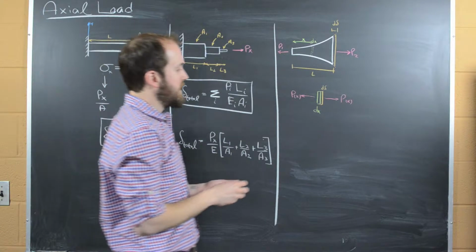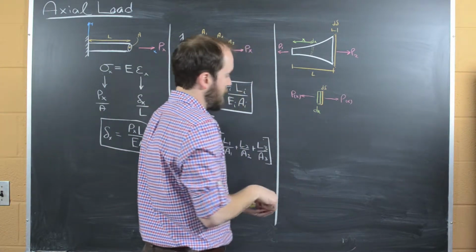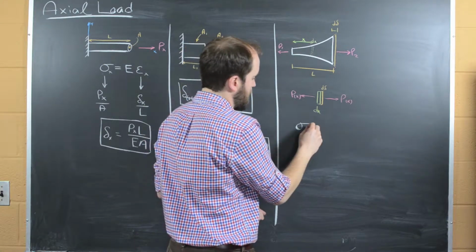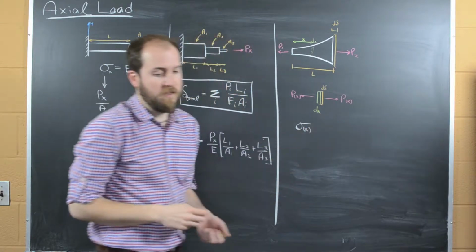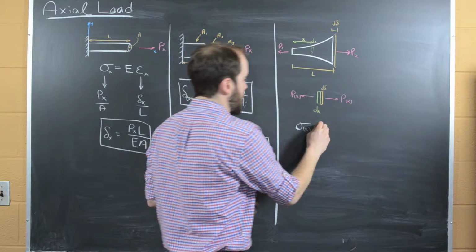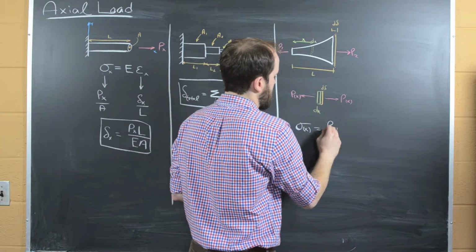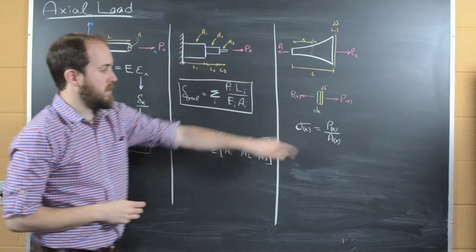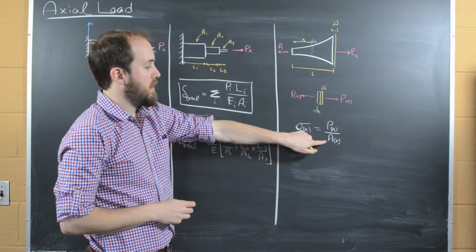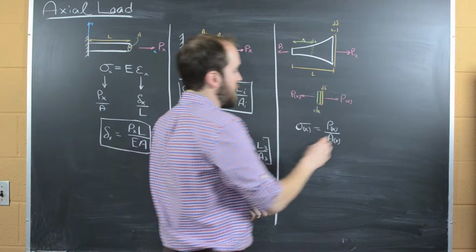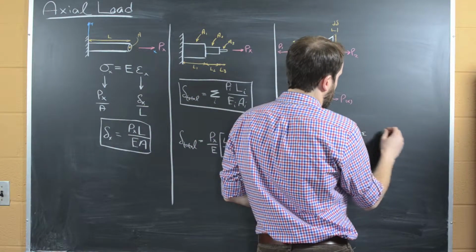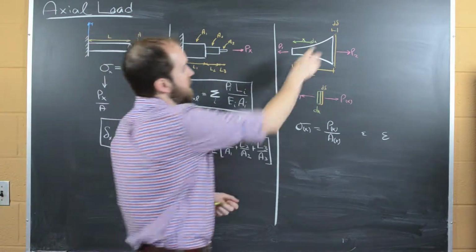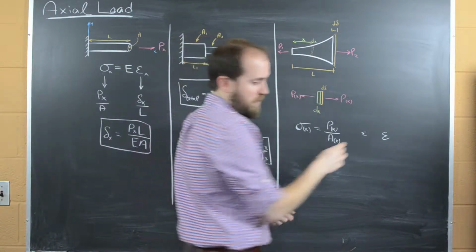And then we can just go back to Hooke's law and write that the stress, which is going to be a function of x now, is going to be equal to P sub x over A as a function of x, right? Because the load varies along the length, the cross-sectional area varies along the length, and our strain is going to be this d delta over dx.